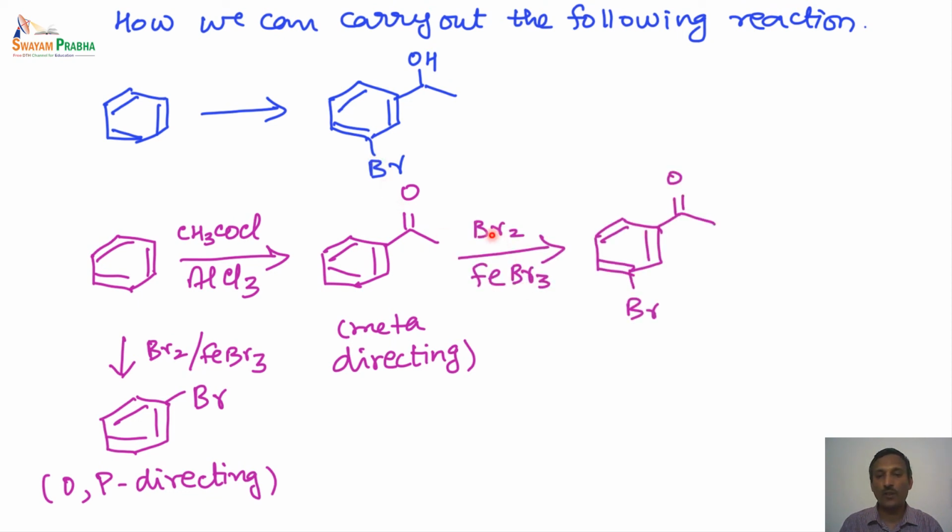So this on treatment with bromine, that is direct halogenation, produces the corresponding bromoketone. The carbonyl group can be reduced using sodium borohydride to the corresponding alcohol. So we can get the final product by this treatment.